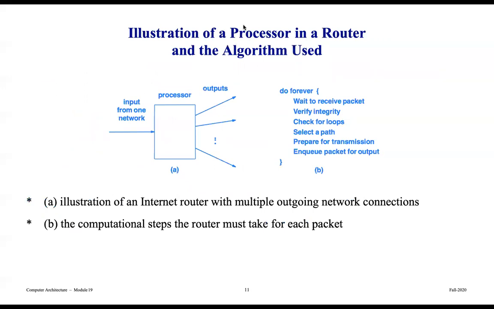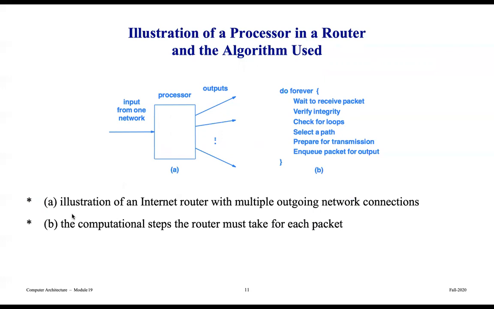Here's an illustration of a process in a router and the algorithm used. We have an input from the network. We have this processor, and then it has to do one of several things based on what the processor interprets is the meaning of what to do. And there's an infinite loop that is constantly doing this.